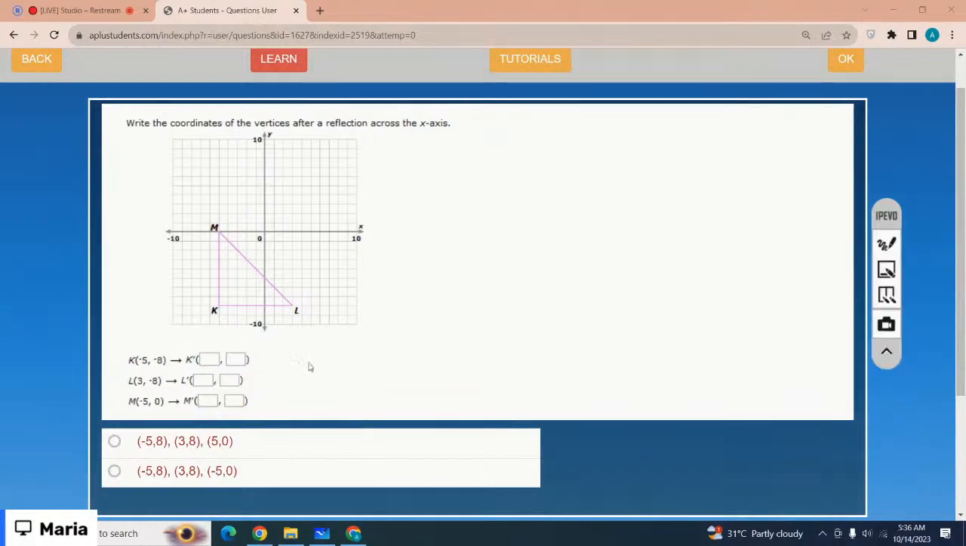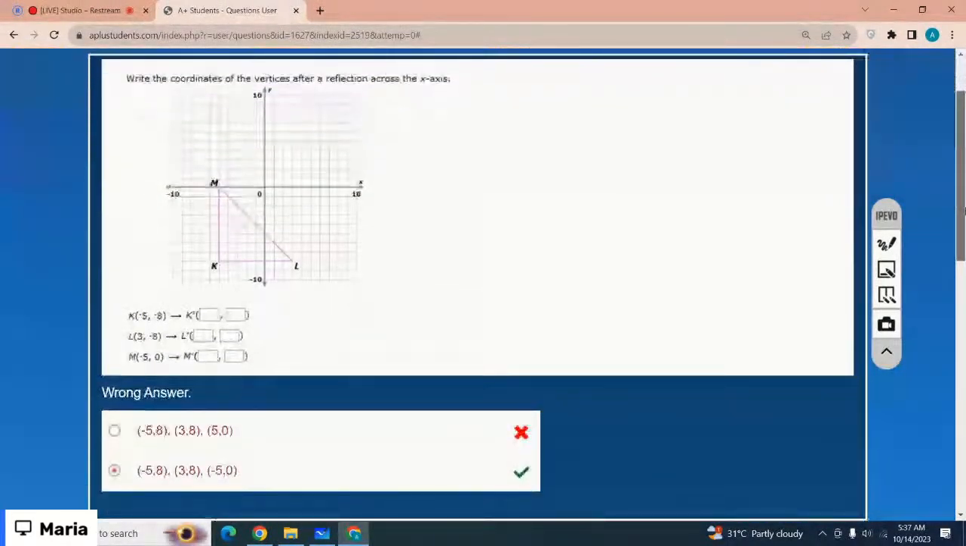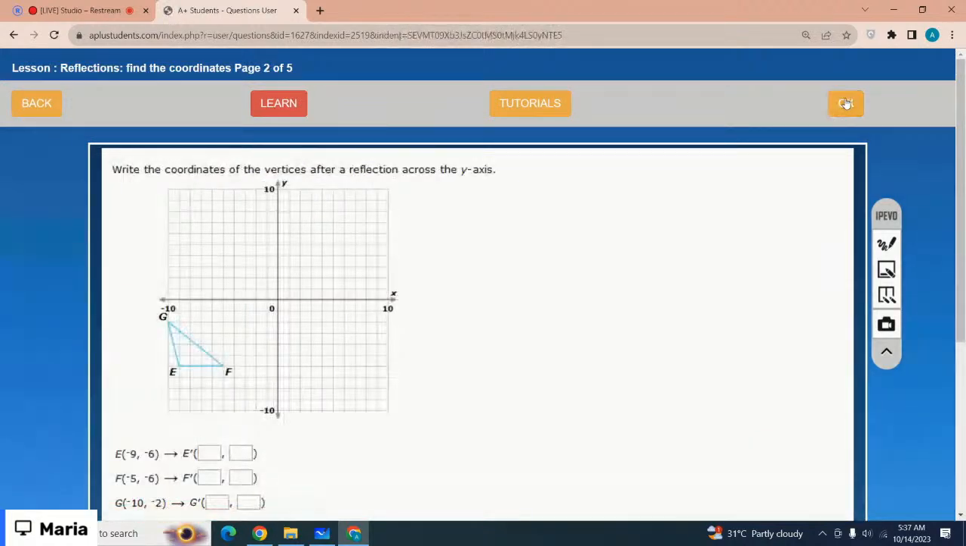So when it is a reflection across the x-axis, the x coordinates are exactly same. The y coordinates are the same, but they have different signs. Negative 5, negative 8, 3. Sorry, negative 5, 8, 3, 8, and negative 5, 0. Yes, option number 2 is the correct option. Sorry. Option 2 is the correct option. So when that is a reflection across x-axis, the x values are exactly same. The y values, only their sign is changed, right?